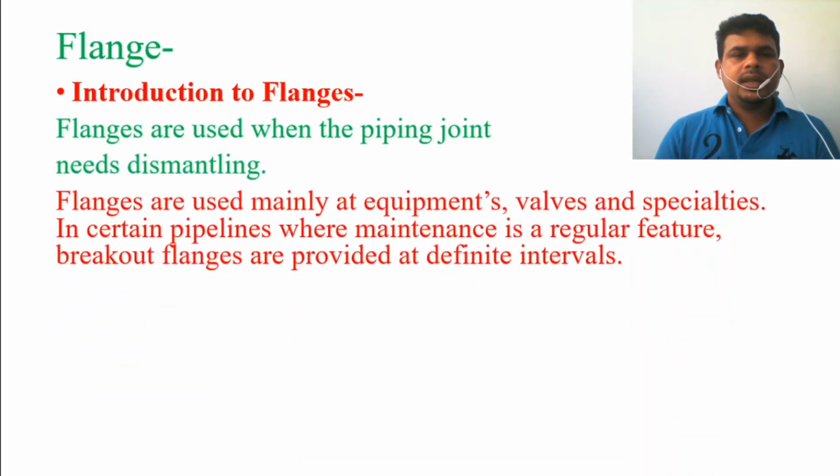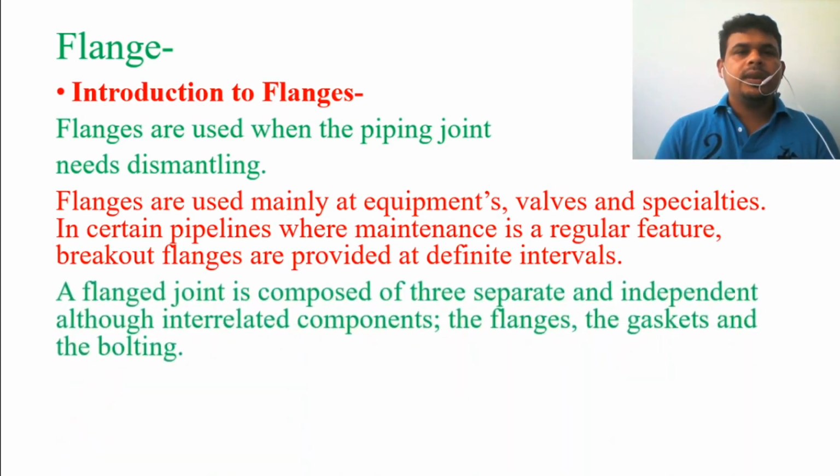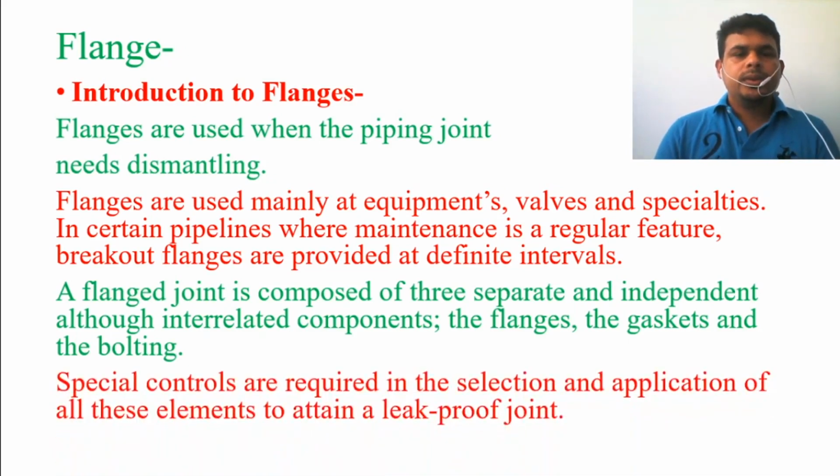Flanges are used mainly at equipment, valves and specialties in certain pipelines where maintenance is a regular feature. Breakout flanges are provided at definite intervals. A flange joint is composed of three separate and independent, although interrelated, components: the flanges, gaskets and bolting. Special controls are required in the selection and application of all these elements to attain a leak-proof joint.